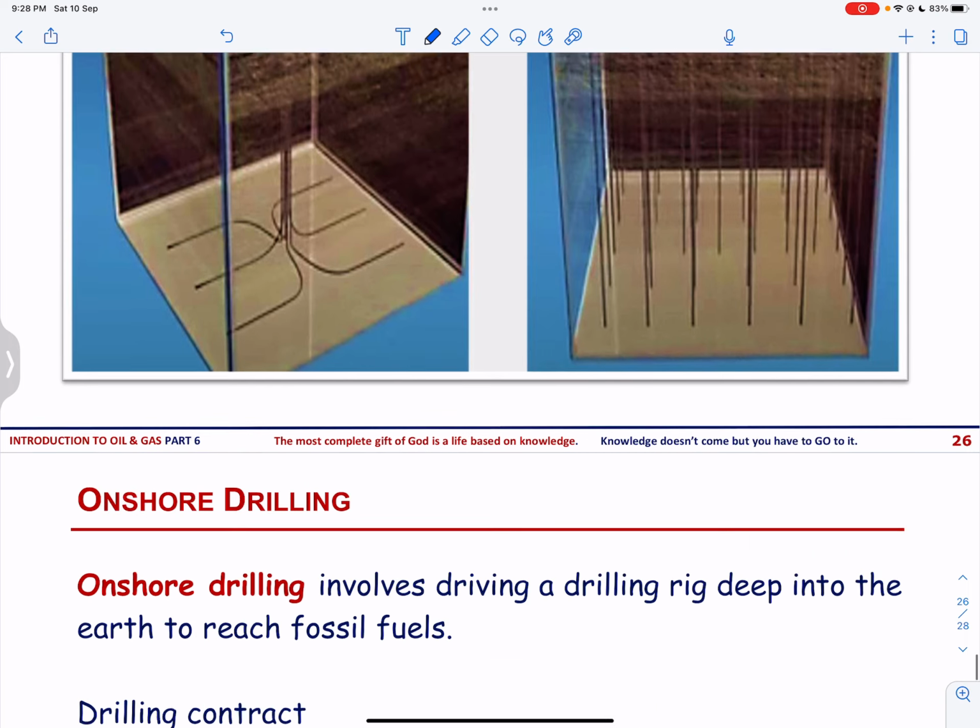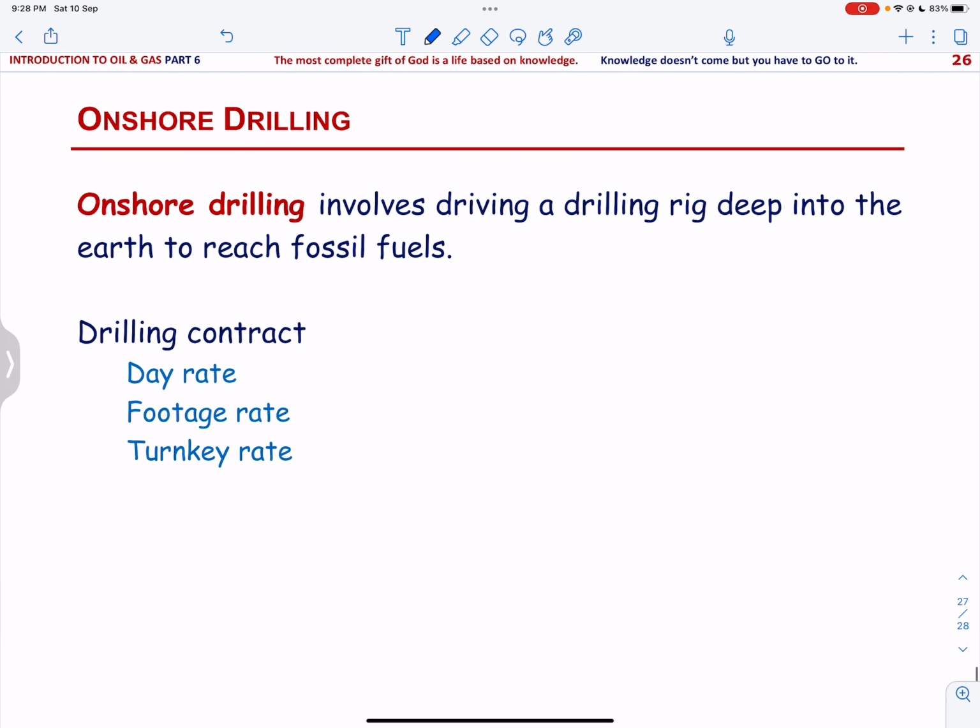Next, let us talk about onshore drilling. Onshore drilling involves driving a drilling rig deep into the earth to reach fossil fuels, while an offshore drilling rig drills underneath the seabed. Other than the application of equipment, different things make the two processes stand apart from each other. Onshore drilling operations include building access roads to the drill site, preparing the site for the drilling rig, transporting the rig to the site, and drilling the well bore.